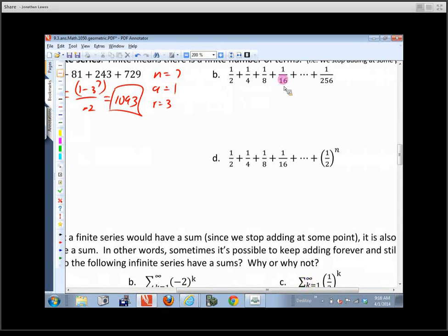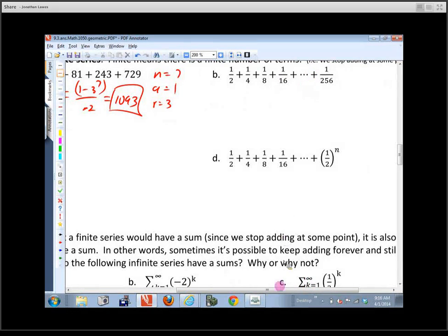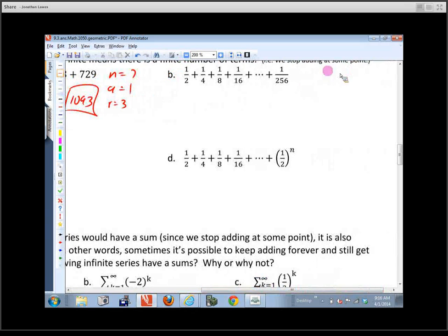The problem here is a couple of things. Remember, we need to know what the first term is. So on this one, we know the first term is 1/2. The common ratio isn't too hard to figure out. Take any term, divide it by the one before it. What are we multiplying by every time? What's the common ratio here? Common ratio is also 1/2.